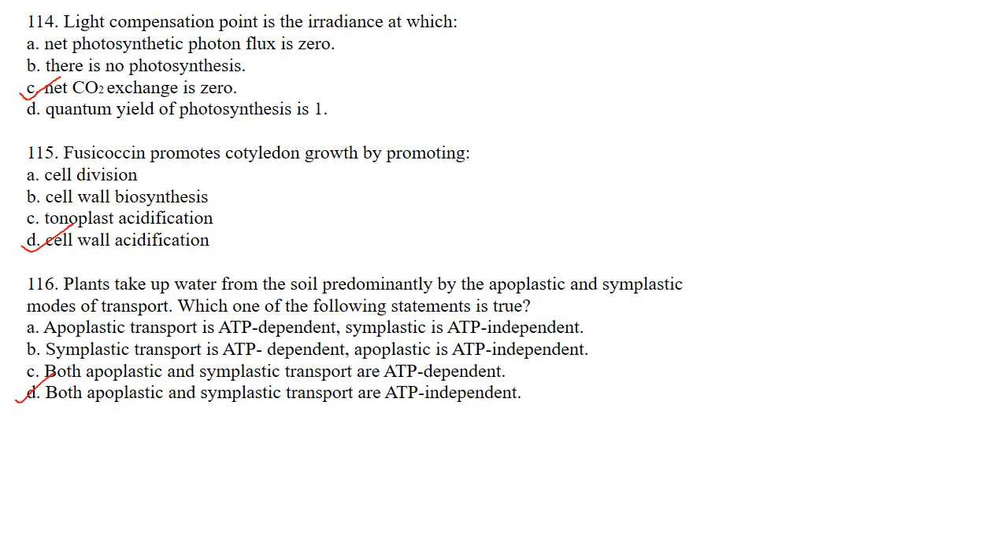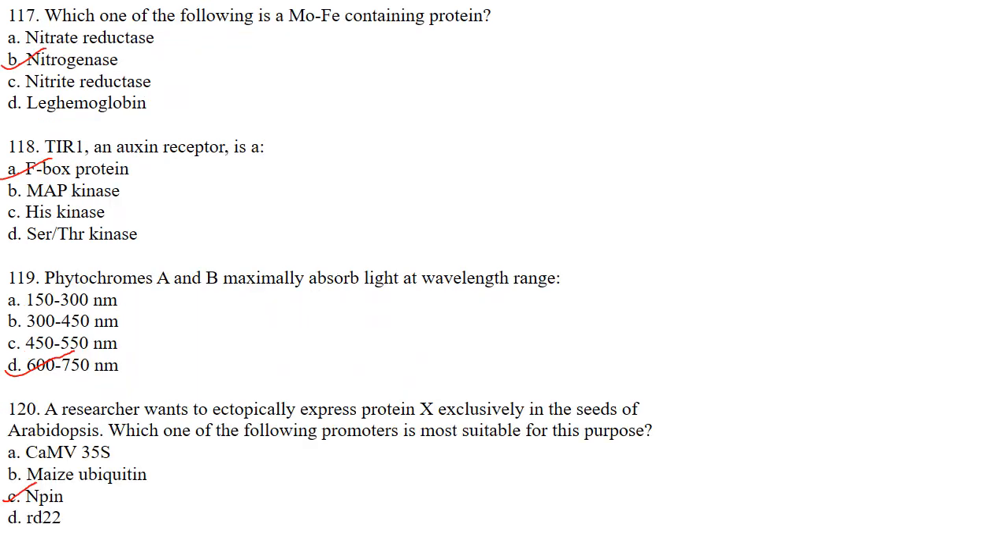So they have given the answer as option D, that is both apoplastic and symplastic transport are ATP independent. Answer is option D. Then which one of the following is a molybdenum iron containing protein? The enzyme nitrate reductase is a molybdenum enzyme that reduces nitrate to nitrite. Nitrate reductase. Now we will see nitrogenase.